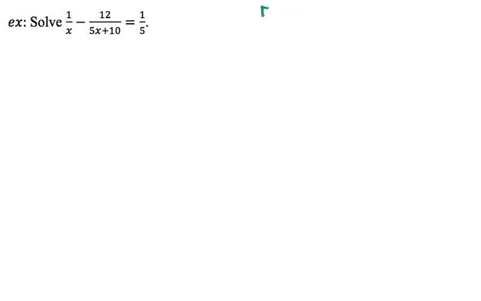Okay, so scratch work up here. 5x plus 10 is equal to 5 times x plus 2 when you factor out a 5. Okay, so the lowest common multiple of those little denominators then is, well, this 5.